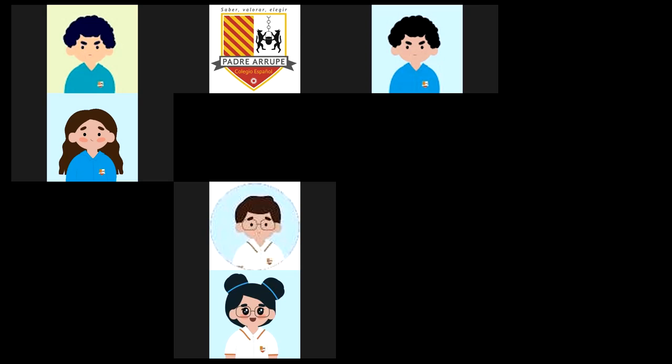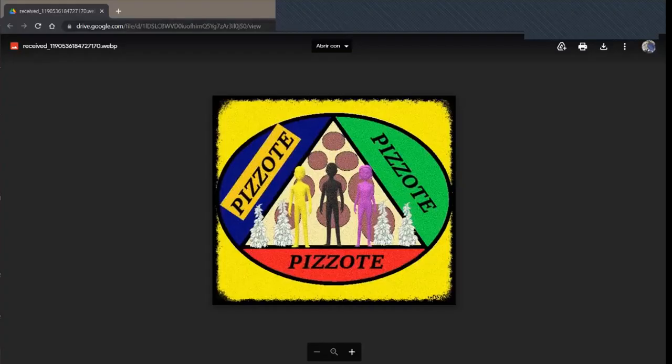Anybody else? Molina, ready? Not ready? Half ready? Okay, you sent me the file. Okay, I will share it with you. And you explain, Molina, what is this? You said it's pizza, right? But tell me about the symbols.